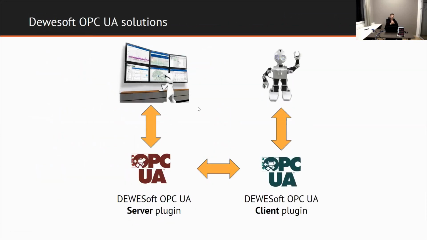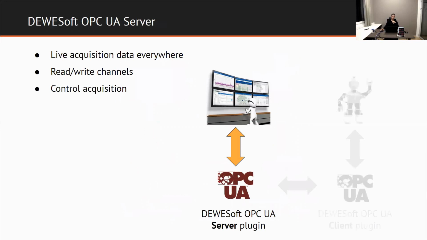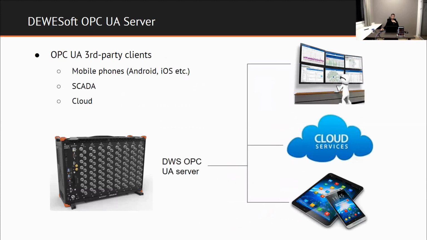We at Dewesoft implemented two plugins for Dewesoft X3. It's the OPC UA Server plugin and its brother OPC UA Client. With the Server plugin, we can deliver data to one or more clients. From outside, you can read or write to Dewesoft channels or control Dewesoft acquisition. So in real life, Dewesoft OPC UA Server can be used if you wish to access Dewesoft data or control Dewesoft from SCADA, cloud services, mobile devices, like third-party clients.